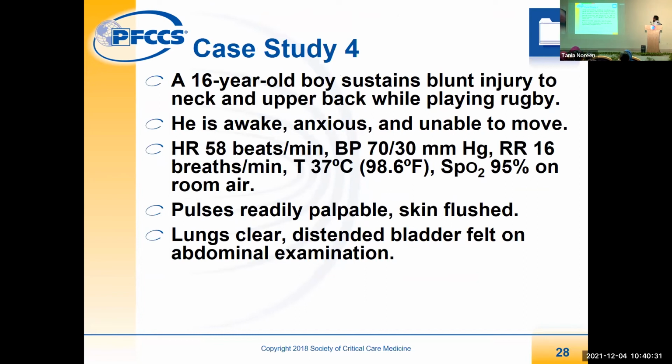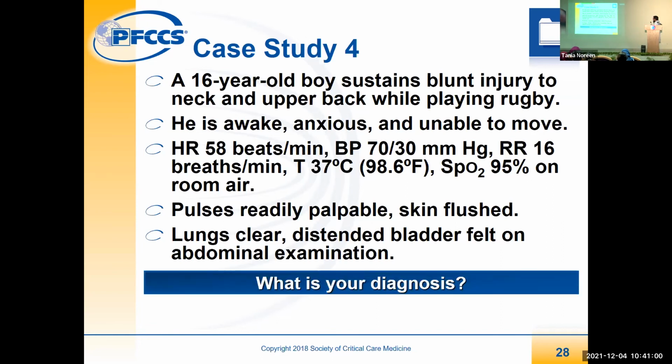So a 16-year-old child has a blunt injury to the neck and upper back while playing. He's awake, anxious, unable to move. Heart rate is a bit lowish. BP is quite low. Respiratory rate is okay. Normothermic, SATs are okay. Pulse is readily palpable. Skin is quite flushed. Lungs are clear. A distended bladder is felt on abdominal examination.